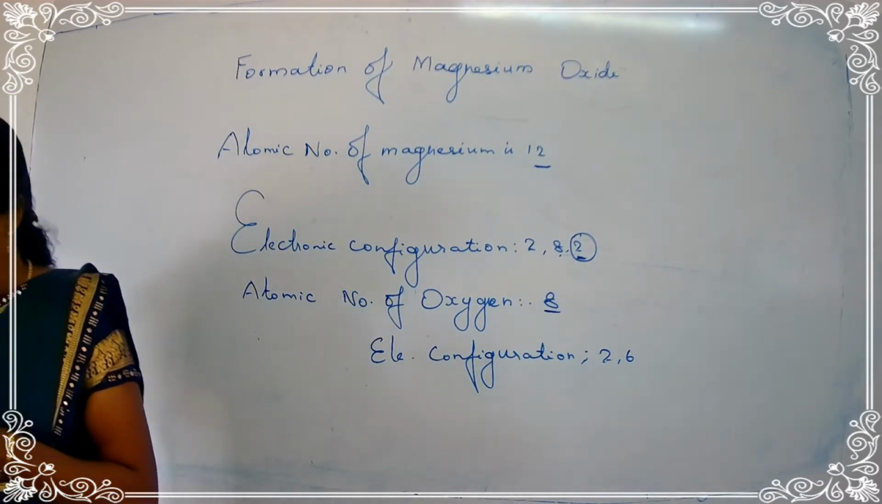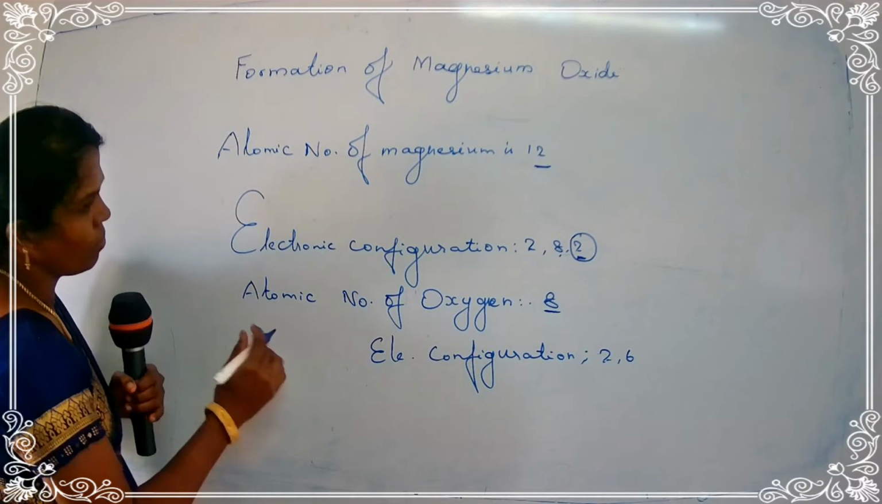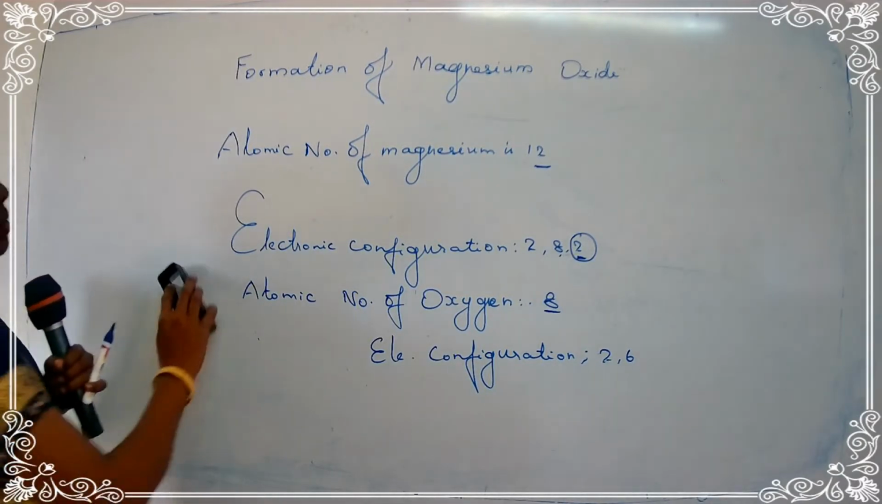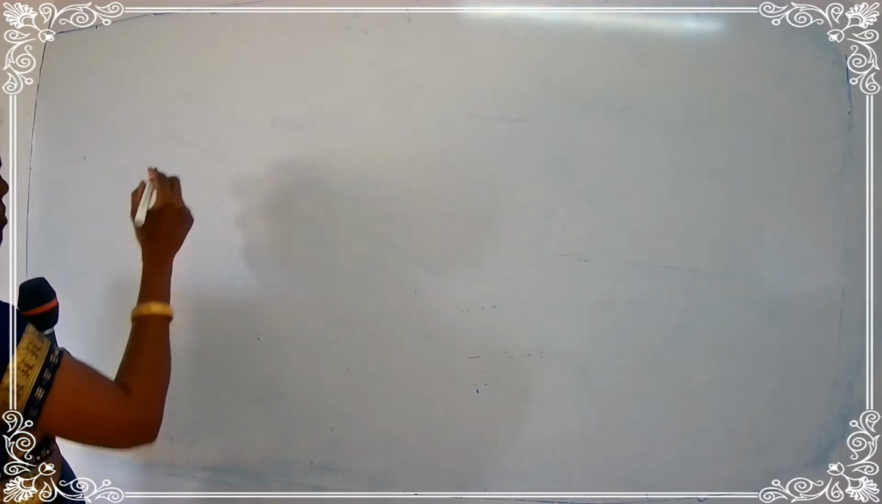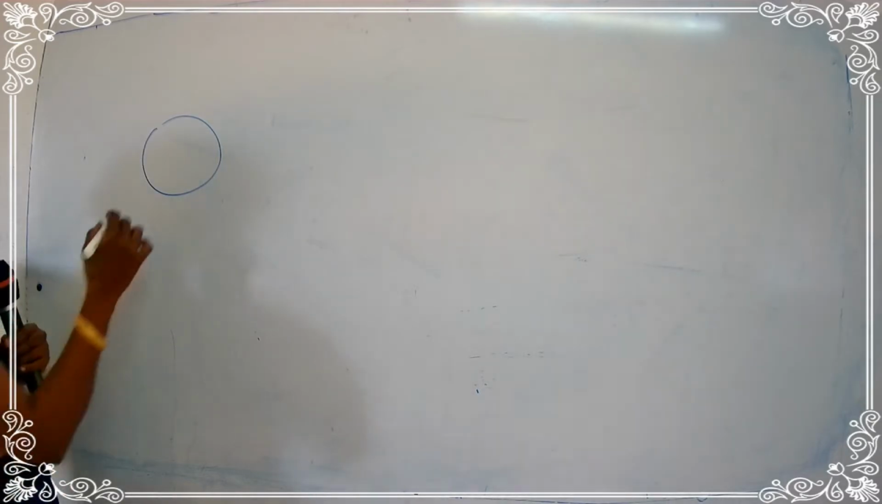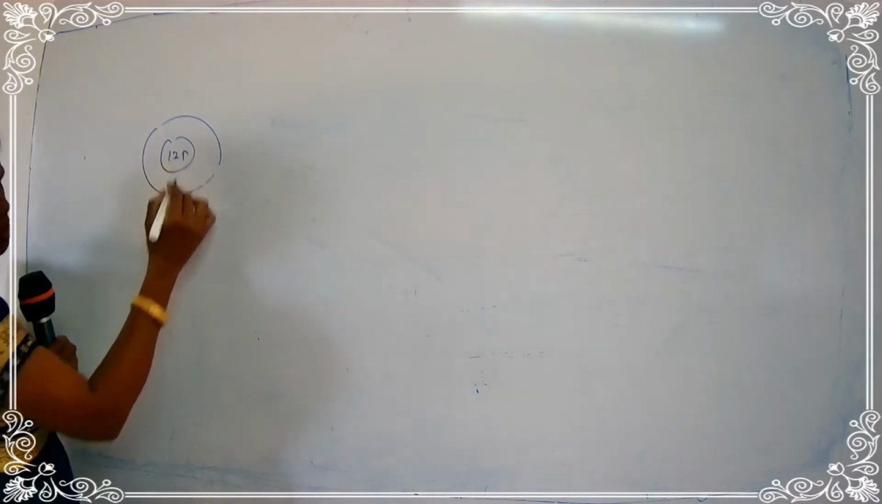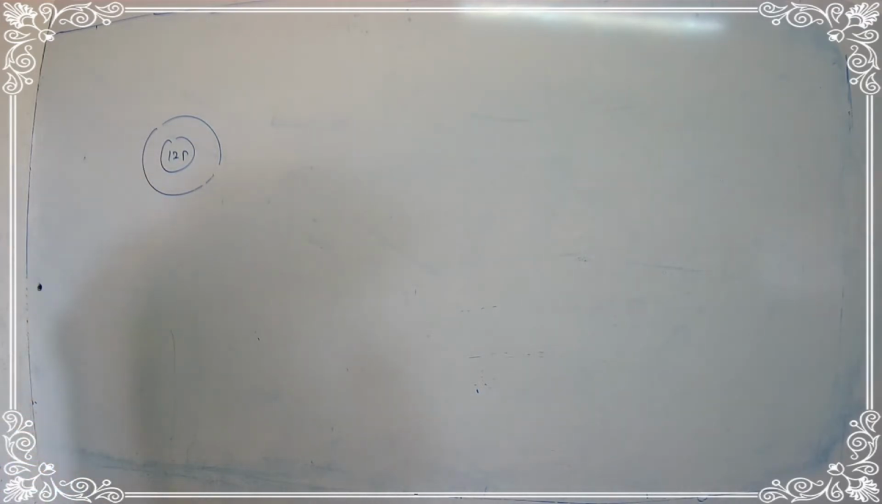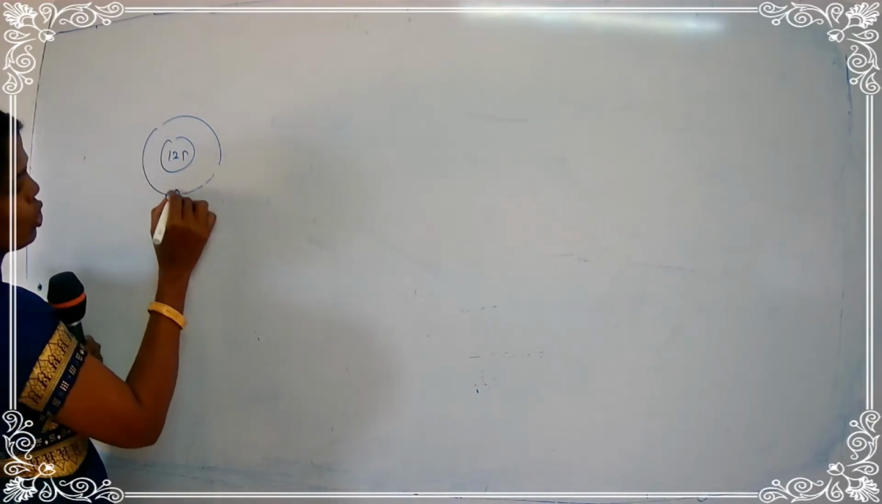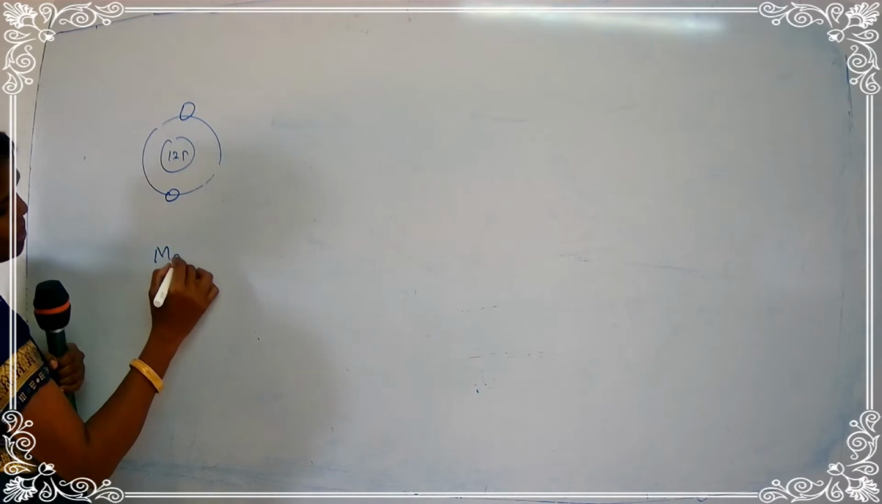You see here, the magnesium atom. I have to draw the magnesium atom. Did you understand this one, children? Okay. First, this is the nucleus. We have to draw the nucleus. How many protons are there inside? 12 protons. Now, the first shell, I have drawn the first shell. How many electrons are there? 2 electrons. Now, this is the magnesium atom.